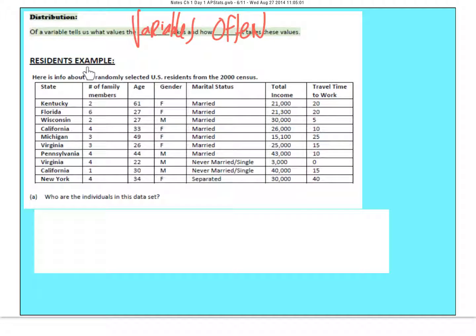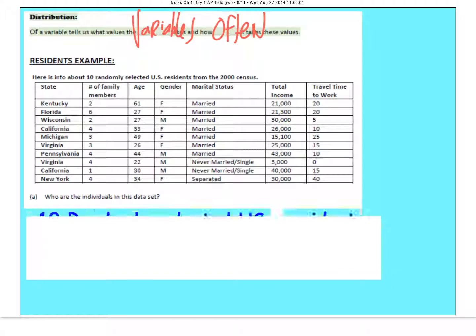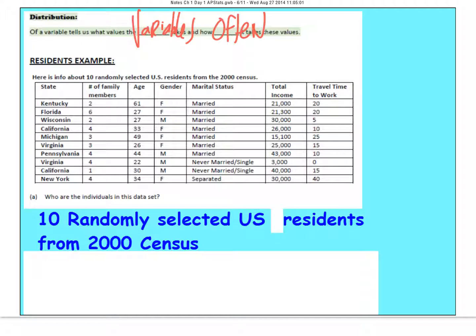Now, in this example of residents, we have information about 10 randomly selected U.S. residents from a 2000 census. We have state, number of family members, age, gender, marital status, total income, and travel time to work. The first question here is, who are the individuals in this data set? A good answer for this would say that it's 10 randomly selected U.S. residents from the 2000 census.